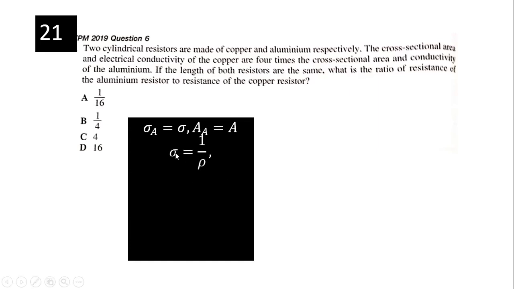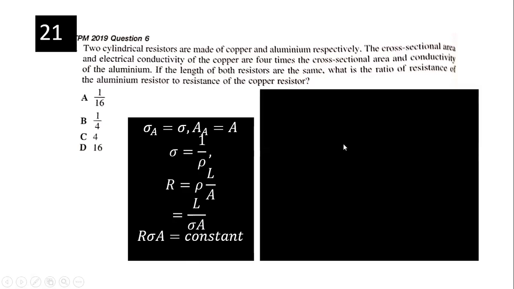Then remember that your conductivity is 1 over resistivity. And we can use this formula, that's your STPM formula, R is rho L over A. Put your conductivity inside there. Then play with the formula. Take all the constant to one side. They are told the same length. So rho and A take to the other side. Then this is for aluminum. This is for copper.